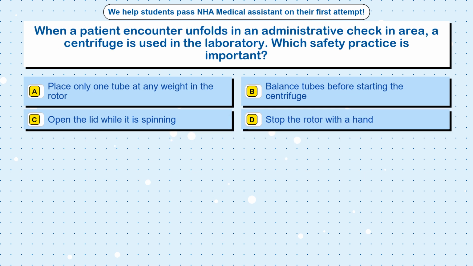Question 83. When a patient encounter unfolds in an administrative check-in area, a centrifuge is used in the laboratory. Which safety practice is important? Option A. Place only one tube at any weight in the rotor. Option B. Balance tubes before starting the centrifuge. Option C. Open the lid while it is spinning. Option D. Stop the rotor with a hand.